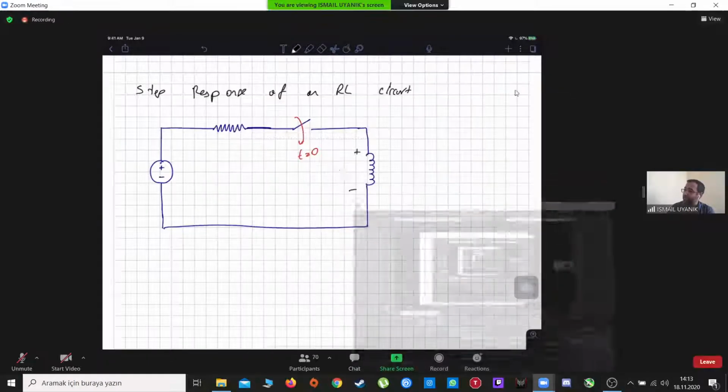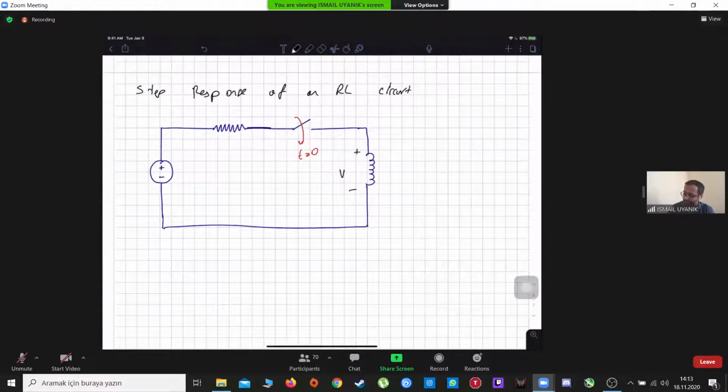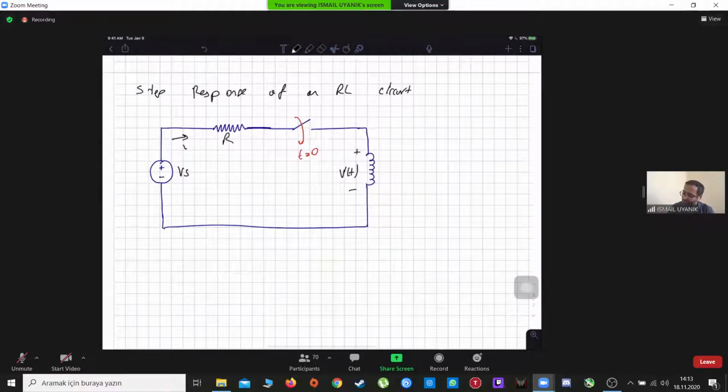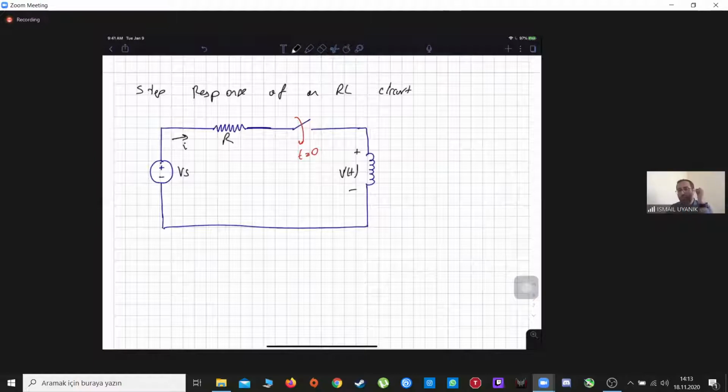Inductor here with, let's say, v of t, it doesn't matter. So let's say v(t), we have a voltage Vs here, we have R, we have a current I. There is one thing very important. If you look at the circuit, at t equals 0, we will close that switch. When we close that switch, there will be a step change in the voltage across the terminals of the inductor. We will suddenly connect it to a DC source, and then we will analyze how it will behave, how its current or voltage will change.